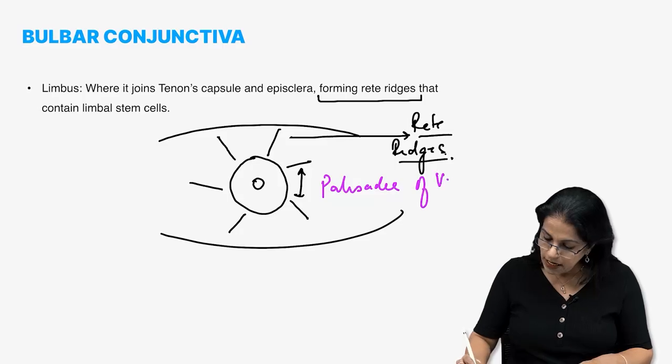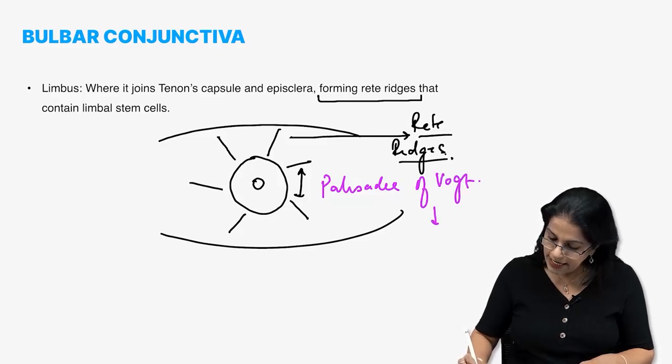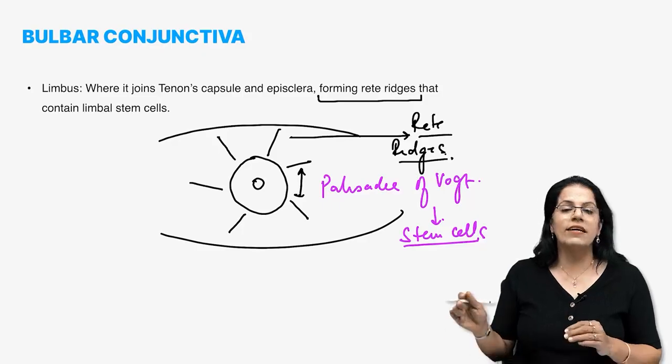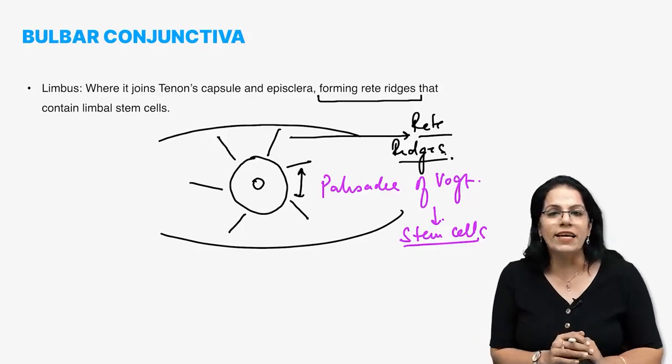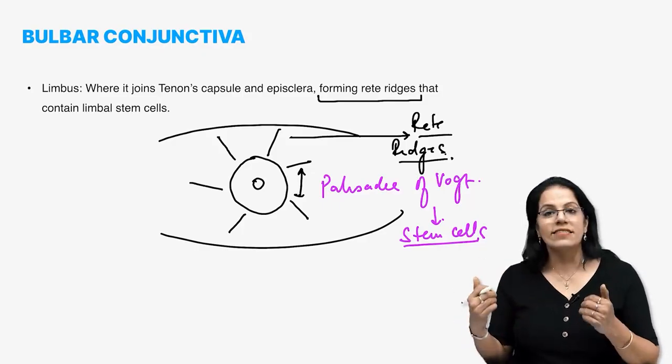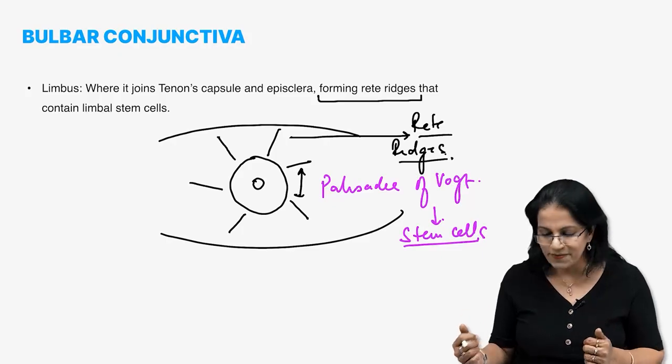Palisades of Vogt, this is the area, and what does it contain? It contains the stem cells. What is the role of the stem cells? These stem cells are going to replicate and keep forming the corneal epithelium. So, corneal epithelium regenerates through these stem cells in the palisades of Vogt, right?